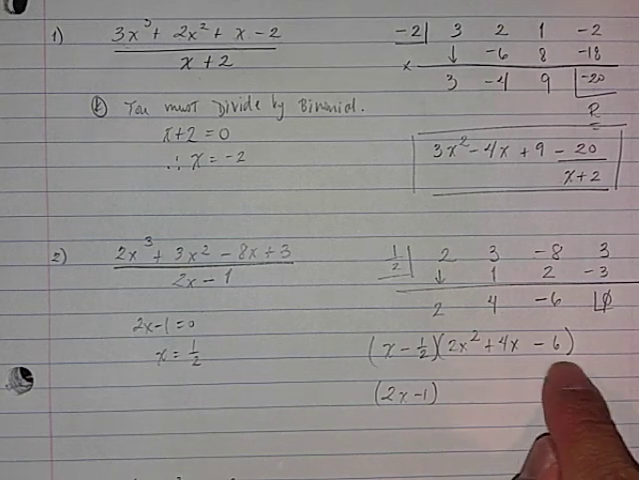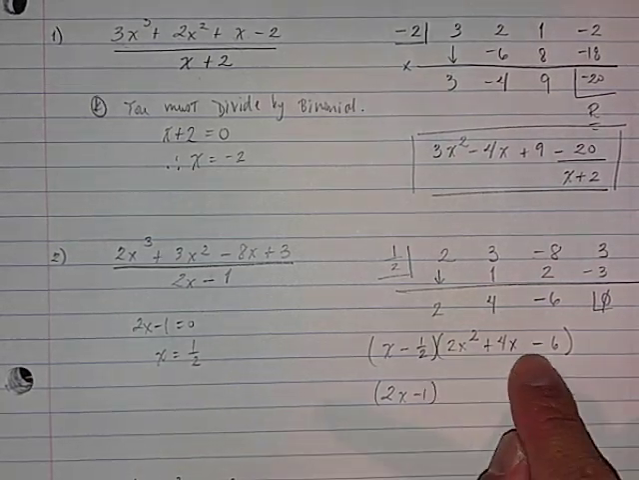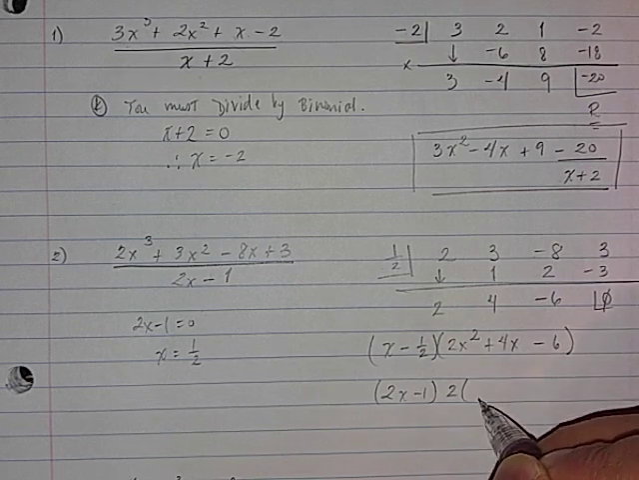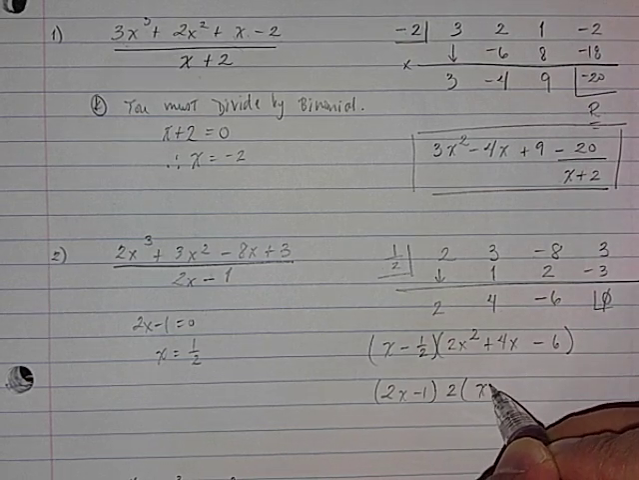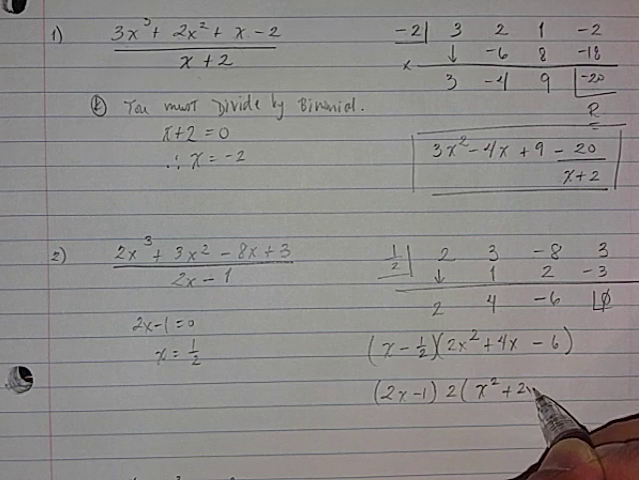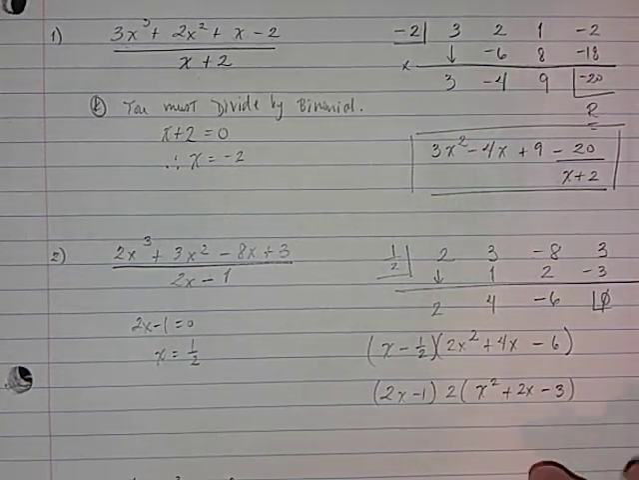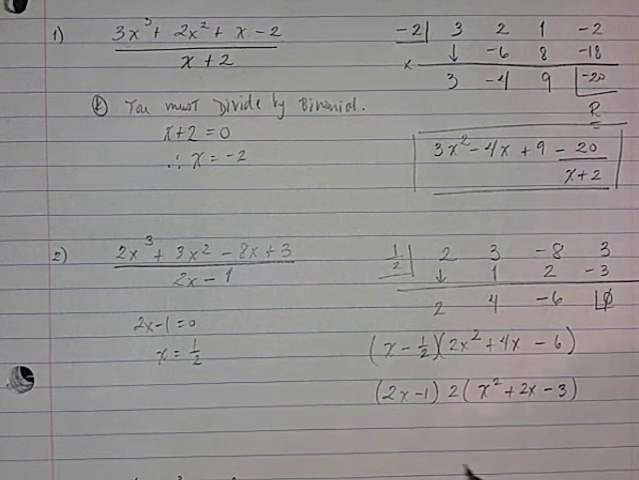Okay, now for this guy, this is a quadratic. I can go ahead and factor this guy. Let's go ahead and factor out a 2. So we're left with x squared plus 2x minus 3. And this guy actually can factor even further.